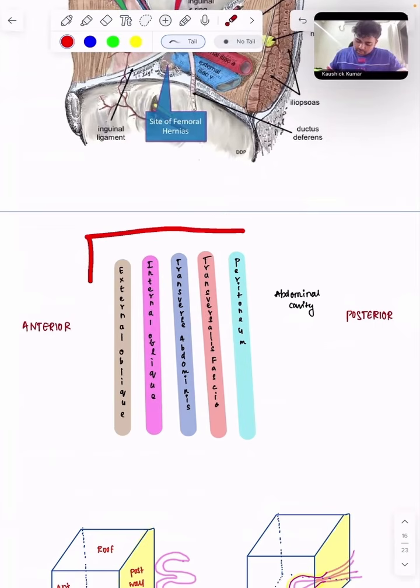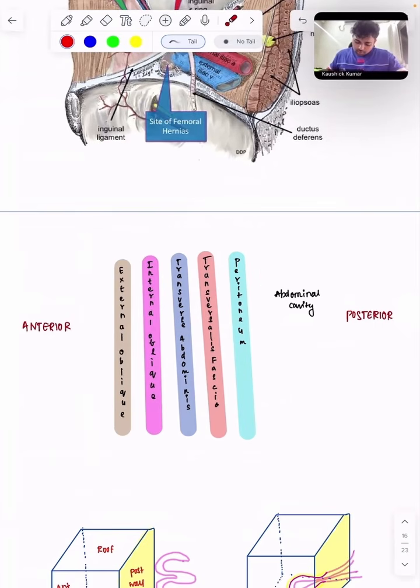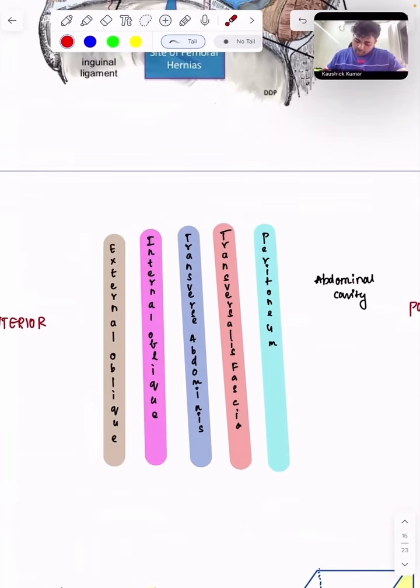So consider this as a representation of the anterior abdominal wall. This is anterior, this is posterior. Skin, deep to skin, we have subcutaneous tissue. Deep to subcutaneous tissue, we have external oblique muscle, followed by internal oblique, followed by transverse abdominis, followed by transversalis fascia, followed by peritoneum. Once you reach beyond this point, we enter into abdominal cavity.